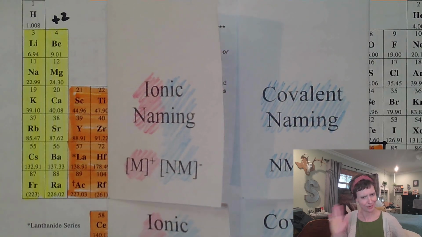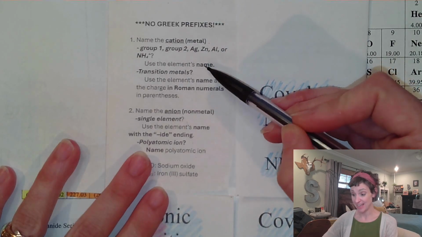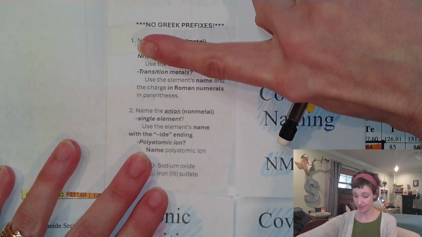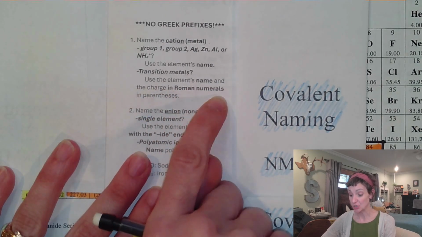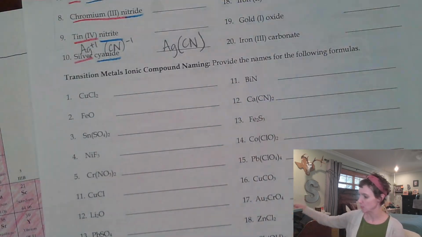Well, let's look at our naming booklet on what they have to say about transition metals here. It says when we name the cation, we're not going to be dealing with a group 1, group 2, silver, aluminum, or zinc, right? We're going to be dealing with the transition metal. It says use the element's name and the charge in Roman numerals in parentheses. So that's documented in your naming book too.